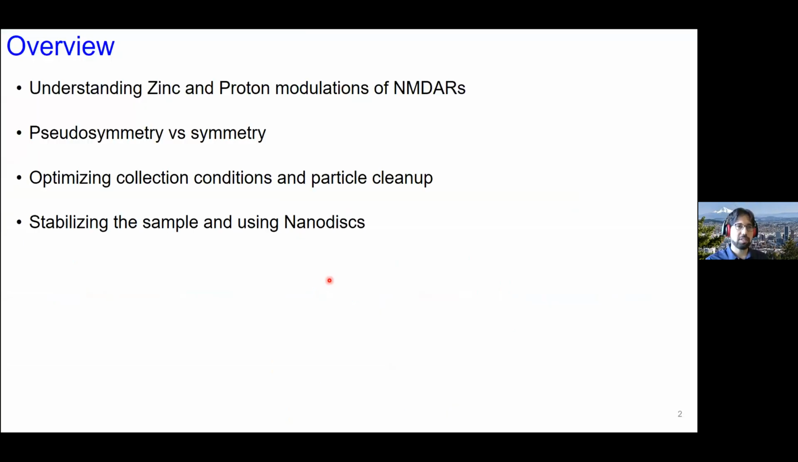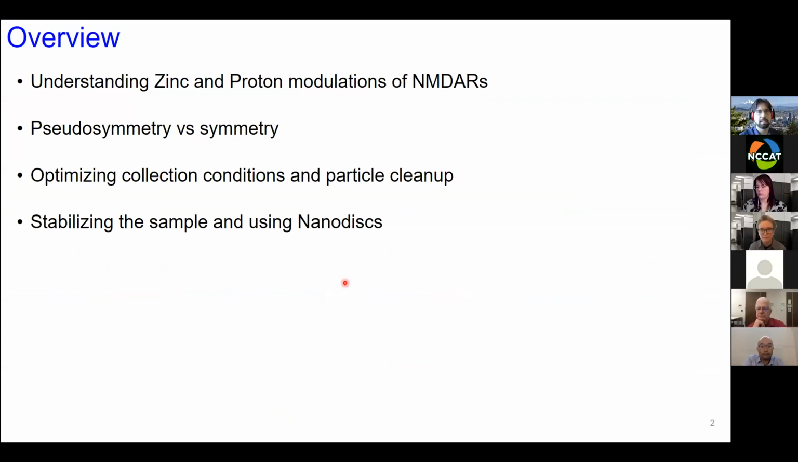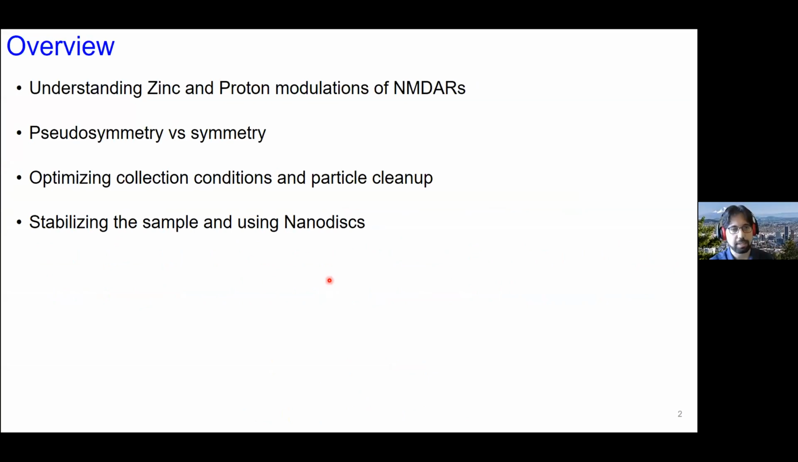All right, so first I'm going to talk about the first project that Jeanette mentioned, which is trying to understand zinc and proton modulation of NMDA receptors. And that's going to be kind of the starting point for the rest of the talk and in terms of improving the results that we got from that first project. Then I'm going to talk about symmetry and pseudosymmetry and when we think it's appropriate to apply symmetry to improve your resolution.